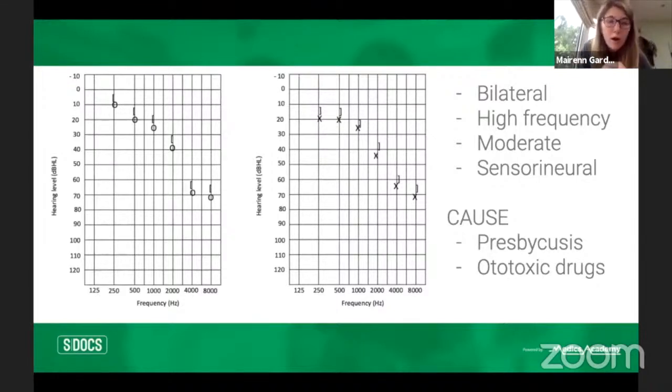So if we think back to part 2 and what might cause this, bilateral high frequency, moderate sensory neural hearing loss, one of the most common causes will be presbycusis, so old age. Another cause of this is ototoxic drugs. Like I mentioned in part 1, the most common ototoxic drugs, so drugs that damage the ear, are either aminoglycosides or cytotoxic agents, so any chemotherapy.